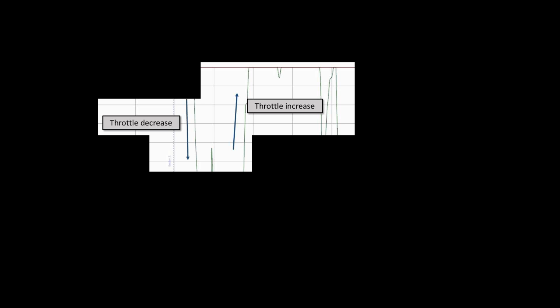If the trace is going up, that means we're increasing the amount of throttle. And obviously, if the trace comes down, we're going to see a decrease. And not to belabor this, but if we look at brakes, we see the same thing. Up is an increase, down is a decrease.